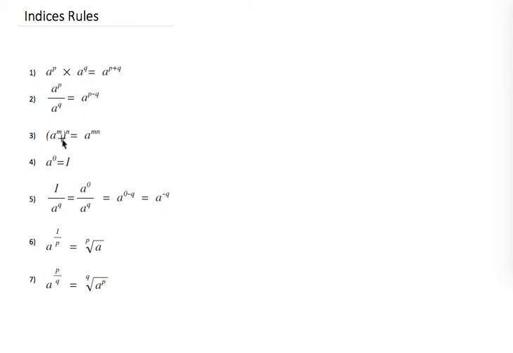The third rule, if they're in brackets, the m and the n would be multiplied together. A to the power of 0 equals 1. Pretty straightforward. Anything to the power of 0 is 1.